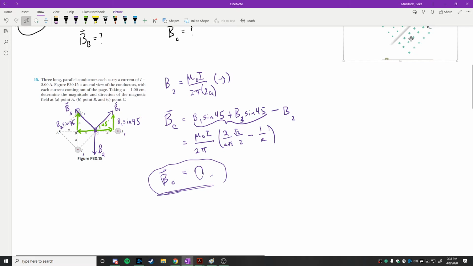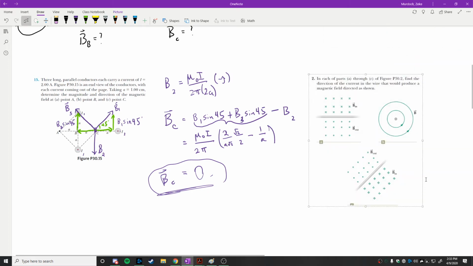Okay, so you want to talk about this one real quick, too? This one's really easy. Let's talk about this one. You want to try to do that one? You guys tell me real quick. You can answer in the chat. A, B, and C in order, separated with commas. What's the direction of the current in A? What's the direction of the current in B? And what's the direction of the current in C?